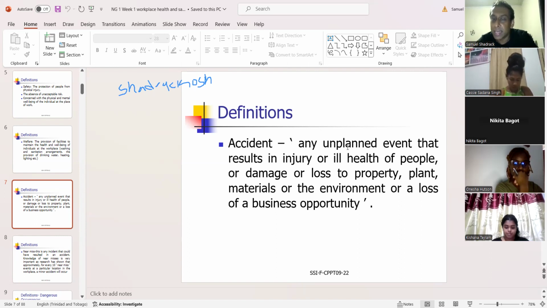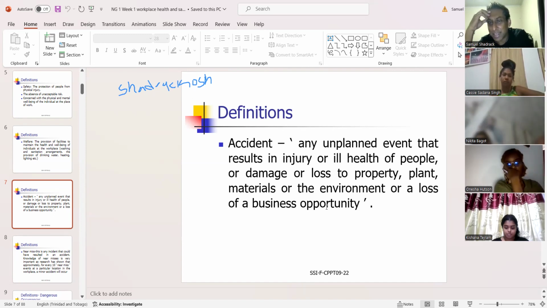So an accident is anything that is unplanned and the outcome is never good. There is no good outcome from an accident. Pain-wise, right? There's always an injury, damage to property. If it's an environmental spill, a chemical spill, right? You may end up losing a tender. So immediately, I don't think there's any good benefit of an accident, right?